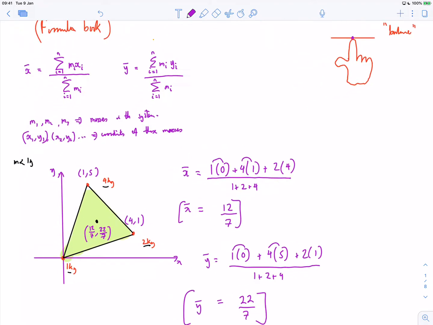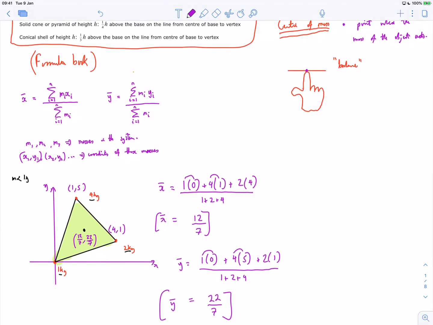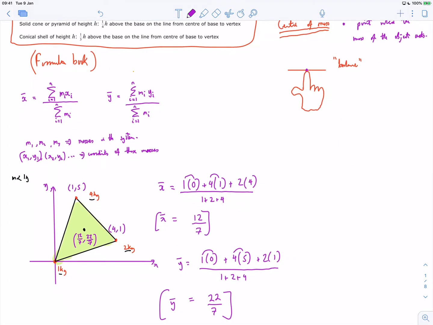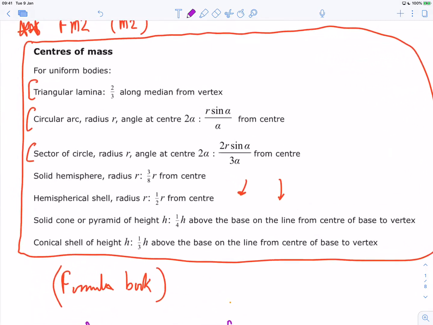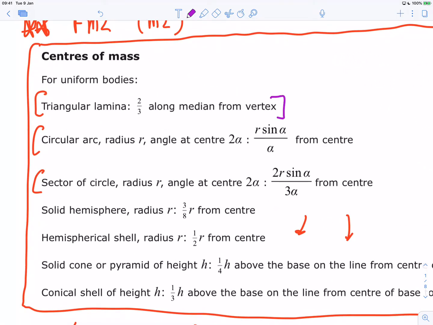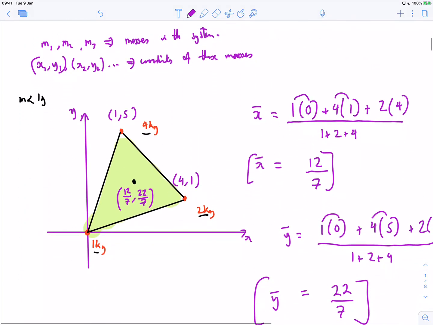Right, now, you could do this with triangles, you can do it with circles, you can do it with various other things. But, well, with point masses. But what we're going to do now, okay, is with triangles, there's a very special property, and that is if you go 2/3 of the way along the median from a vertex, you'll get the center. So what do I mean by that?